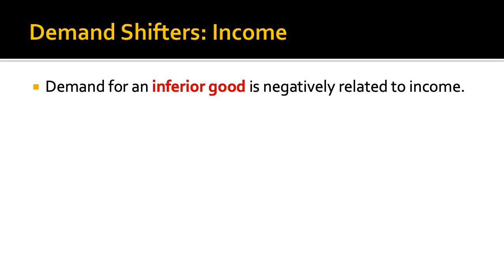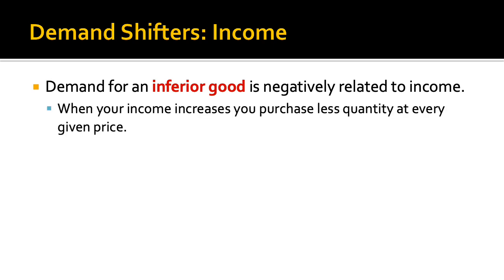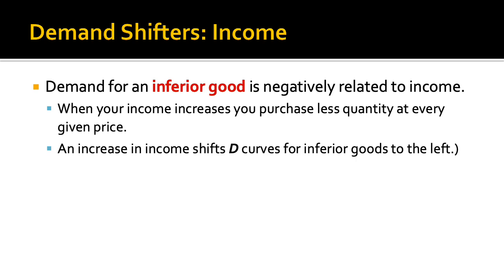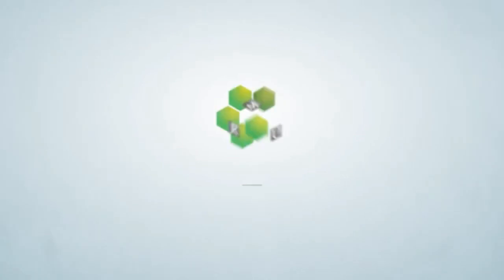The second type of good is an inferior good, and this is negatively related to income. So when your income increases, you purchase less of this type of good. So an increase in income shifts the demand curve for inferior goods to the left. What are some examples of inferior goods? Well, we'll have a look at this video next.